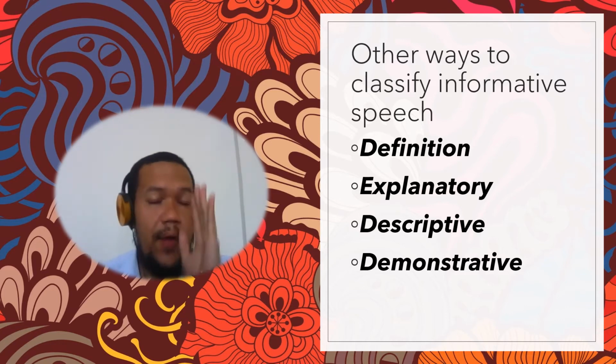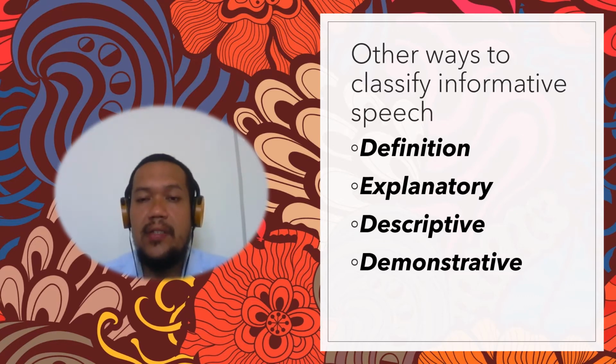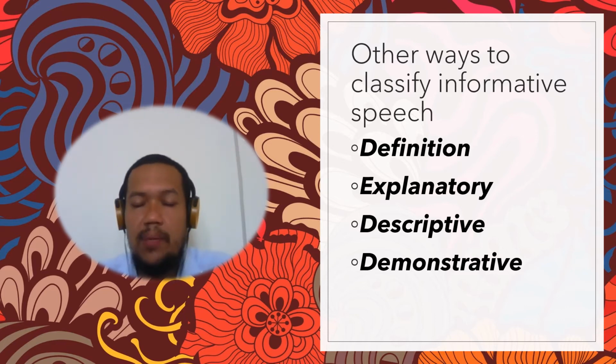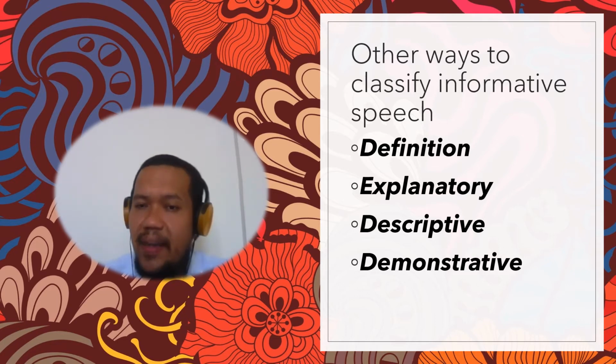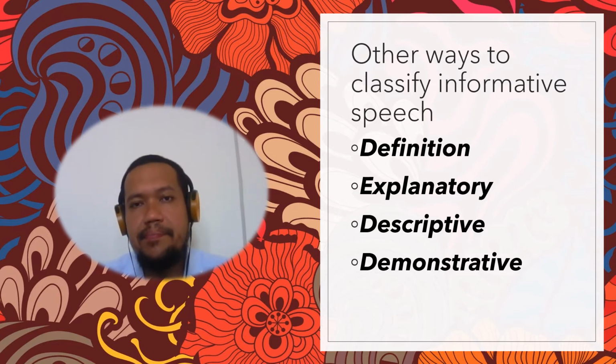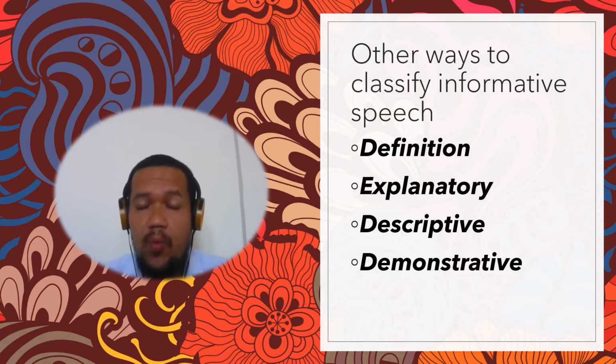When you want to explain something, you will use explanatory. Explanatory is when you explain a certain incident or phenomenon. For example, you want to explain COVID-19, how this pandemic happened globally. Descriptive is more about your experience. For example, you want to describe your journey to other countries, so you use descriptive. It's like storytelling.